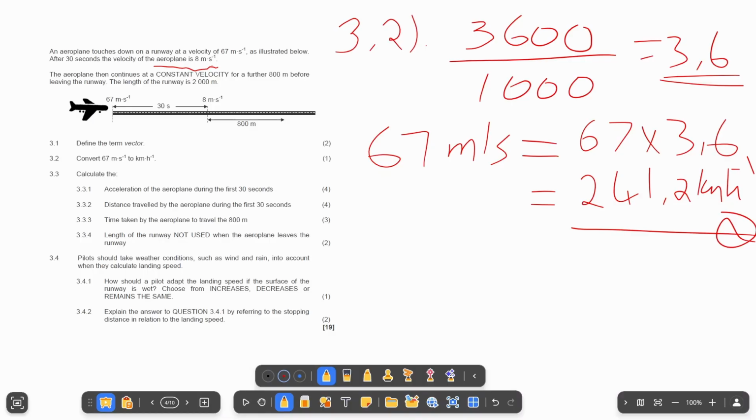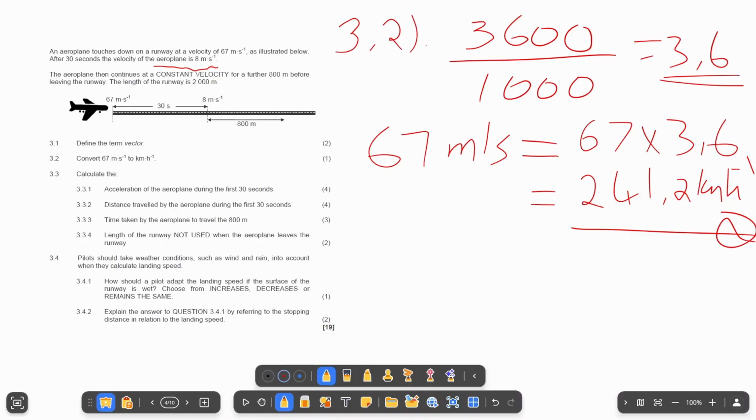Now in 3.3.1 they want us to calculate the acceleration of the aeroplane during the first 30 seconds. What do we say about acceleration? It is the change in velocity divided by time. You can see here we do have a change in velocity. The velocity changed from 67 to 8 within 30 seconds. That is our acceleration.